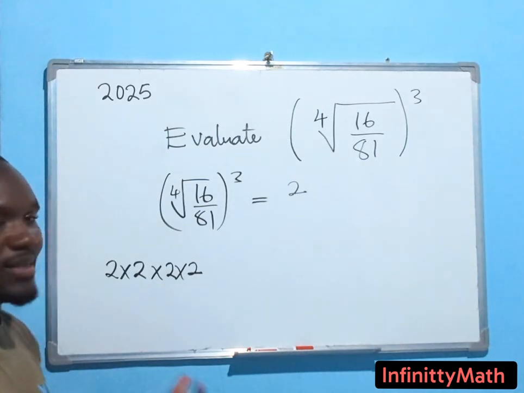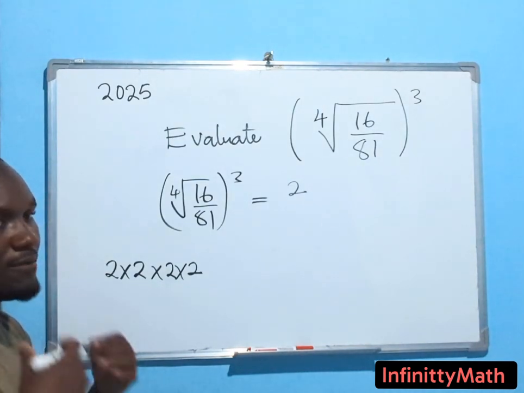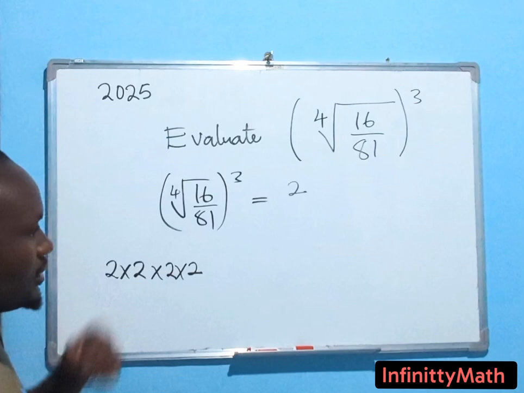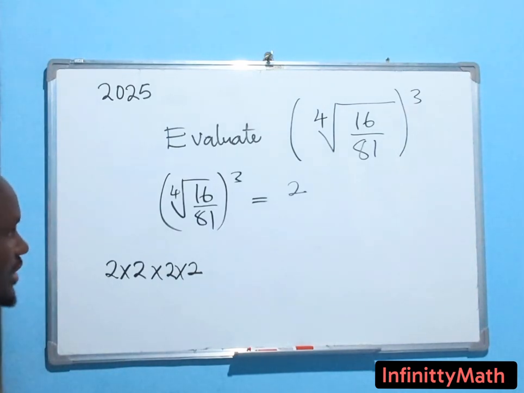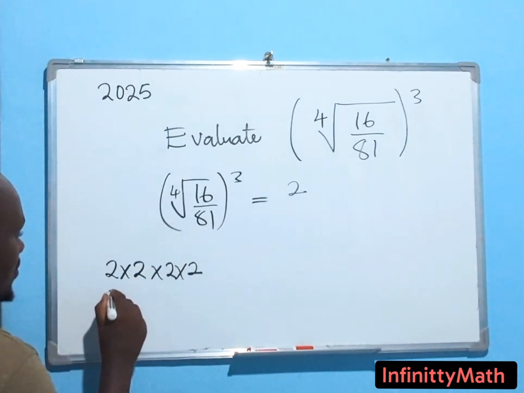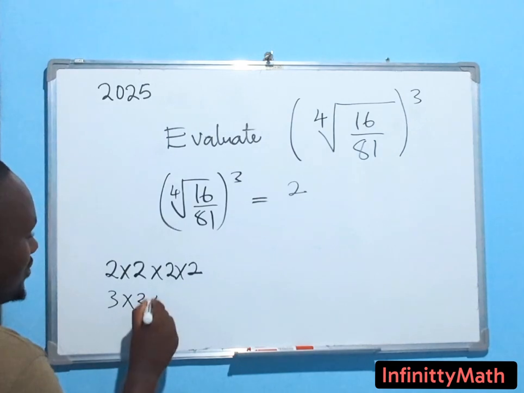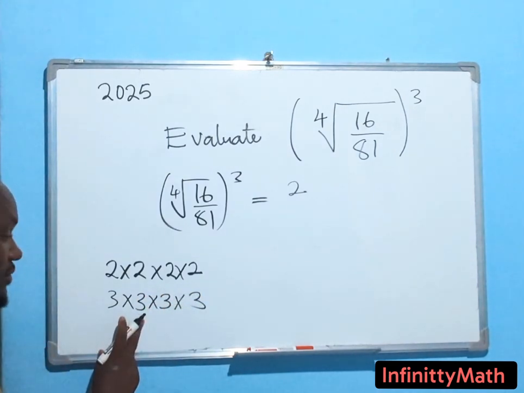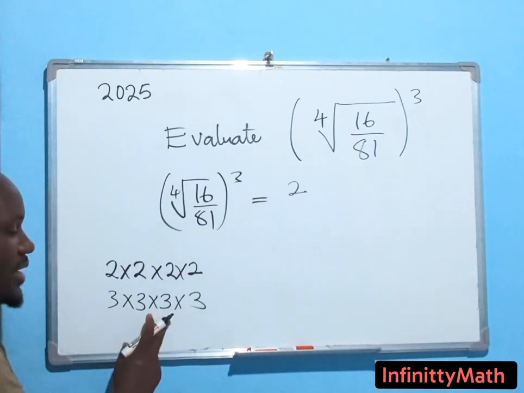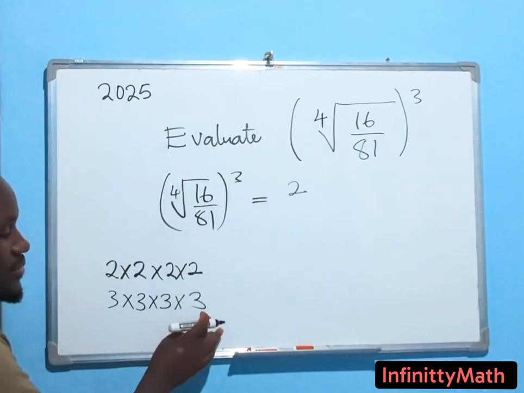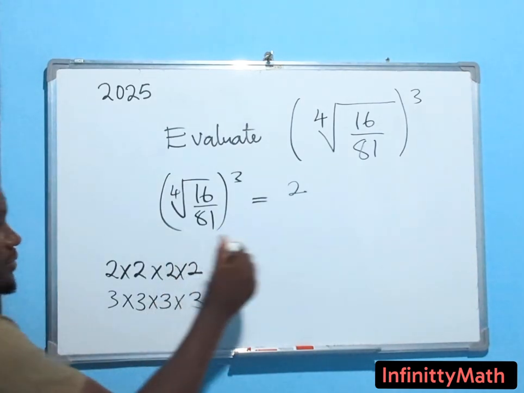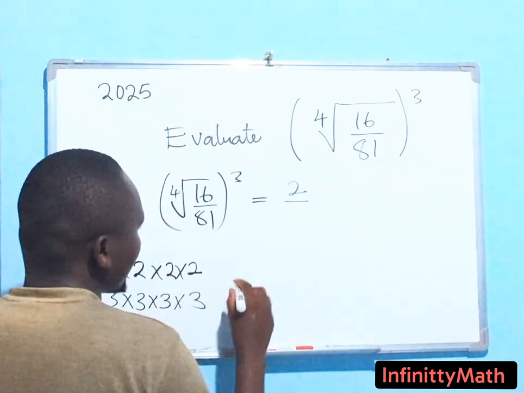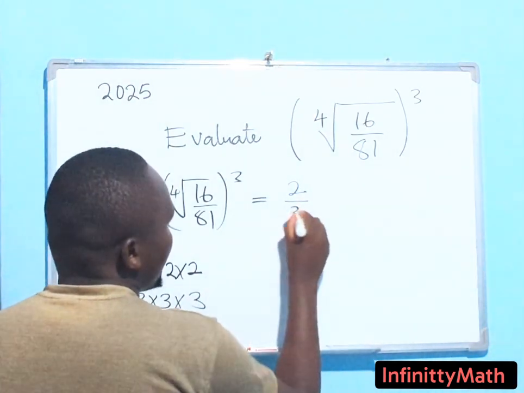Then we come to the one down. What is that number that we can multiply by itself 4 times to get 81? Definitely here we'll try out 3. So we have 3 multiplied by 3 multiplied by 3 multiplied by 3. 3 times 3 is 9, then 9 times 3 we get 27, and 27 times 3 gives us 81. So down here we'll have a 3.